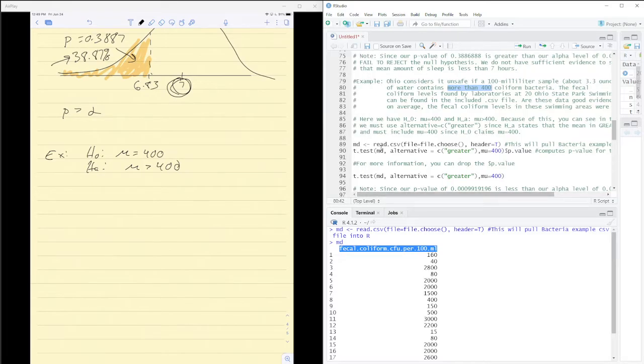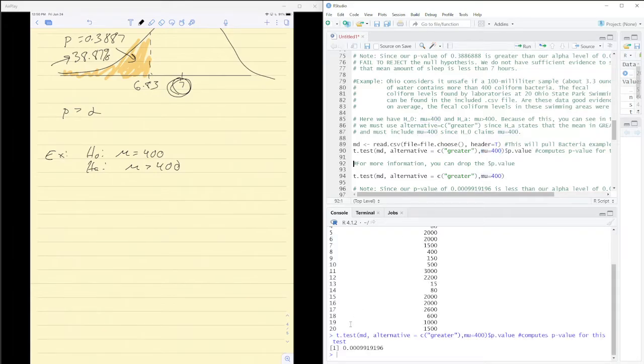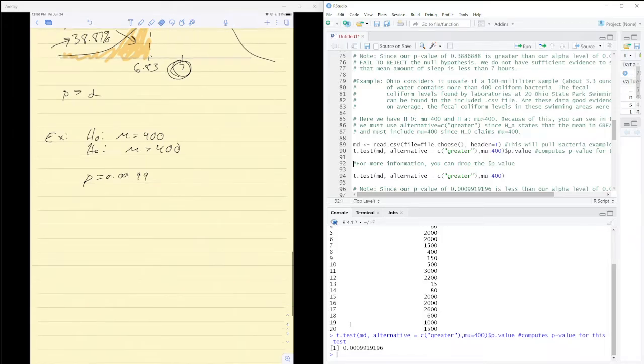And we can use the command t.test again, give it the data. This data only has one column, so you don't need to use a $ sign to specify anything. The alternative hypothesis is a greater than statement. Your null hypothesis specifies the mean is equal to 400. And we get a p-value of 0.00099. I'll leave it at that.